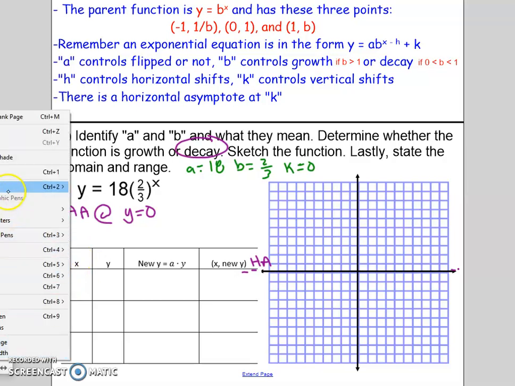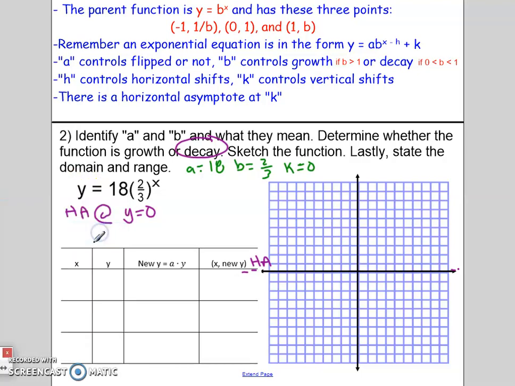Let's build our table. So again, our x's are -1, 0, and 1. Our y's are going, for -1, it's going to be 1 over b. And that means in this case, it's going to be 1 over 2/3, which looks complicated. But 1 over 2/3 is the same thing as saying 1 divided by 2/3, which is the same thing as saying 1 times 3/2, for those who forgot how to divide fractions. So that means 1 over 2/3 is the same thing as 3 over 2.